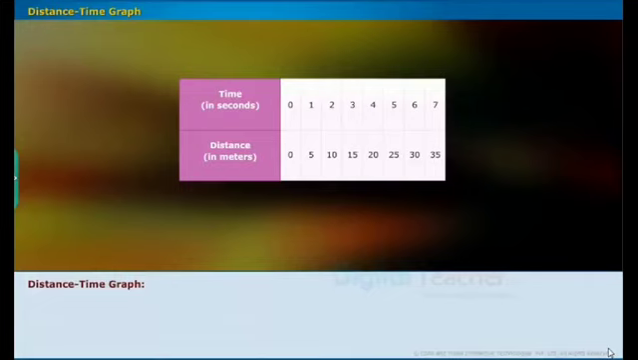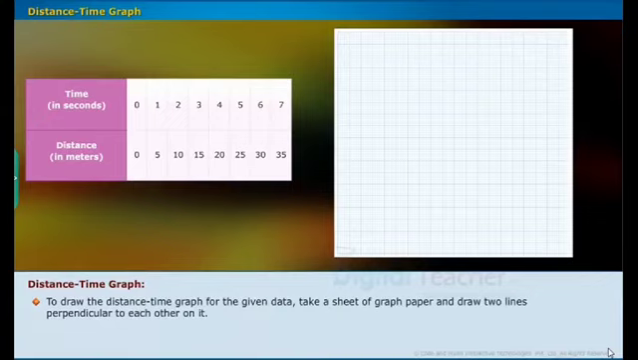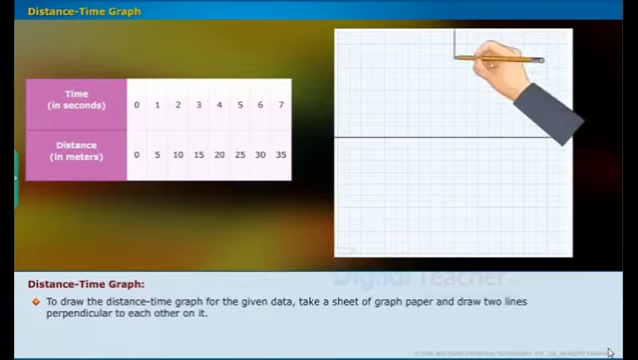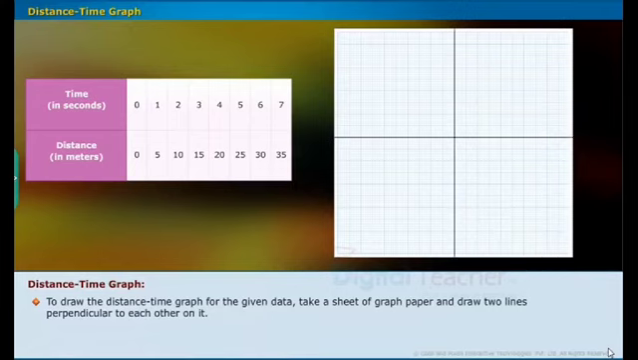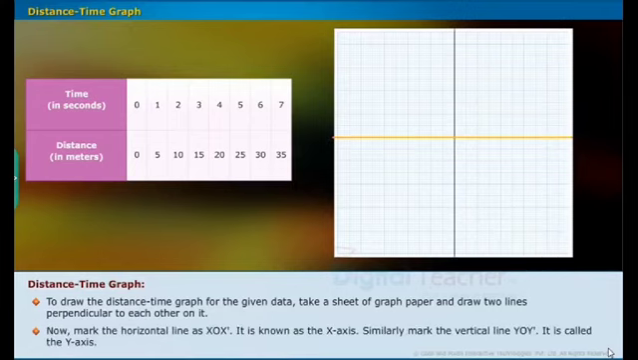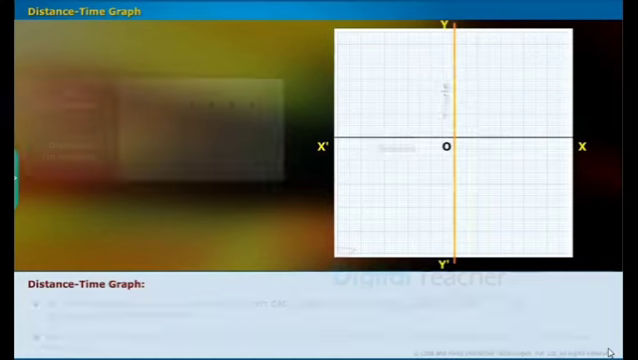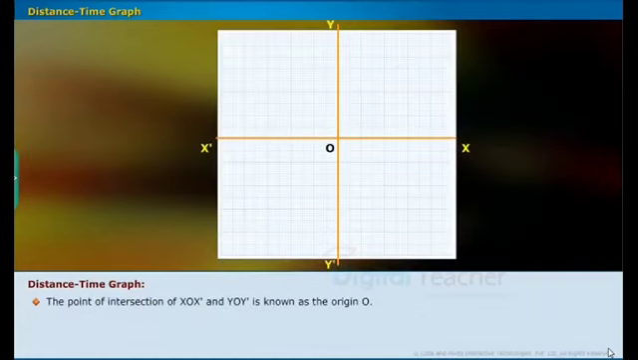Now, we will discuss the distance-time graph. To draw the distance-time graph for the given data, take a sheet of graph paper and draw two lines perpendicular to each other on it. Now mark the horizontal line as XOX'. It is known as the x-axis. Similarly, mark the vertical line YOY'. It is called the y-axis. The point of intersection of XOX' and YOY' is known as origin O.